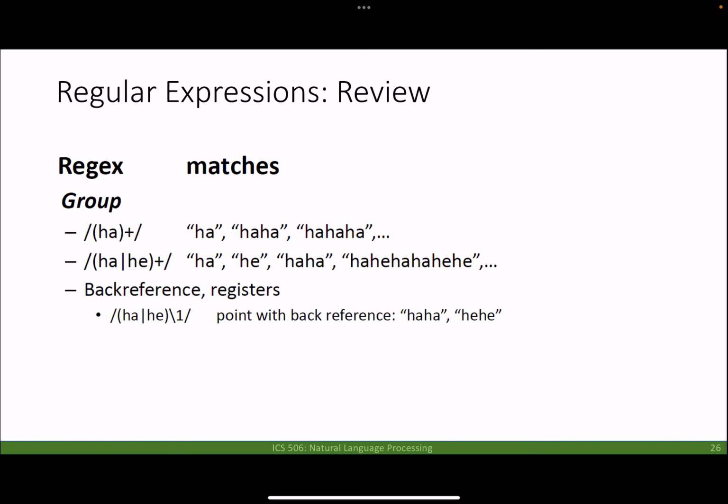It's HA or HE, and we can repeat as we wish. So we don't have to repeat HA, HA, HA, right? We can first choose HA, then we choose HE, then we choose HA, and so on and so forth, right? Now, what about this?